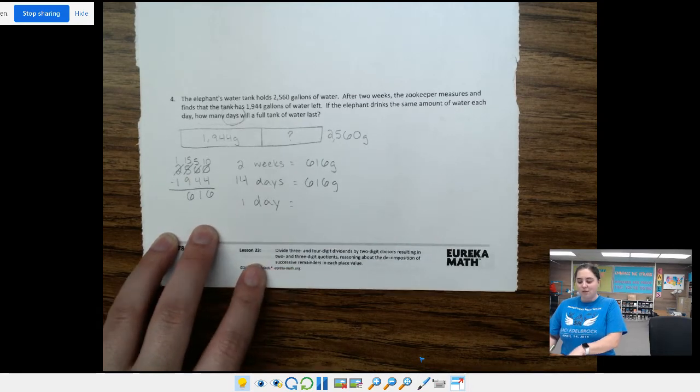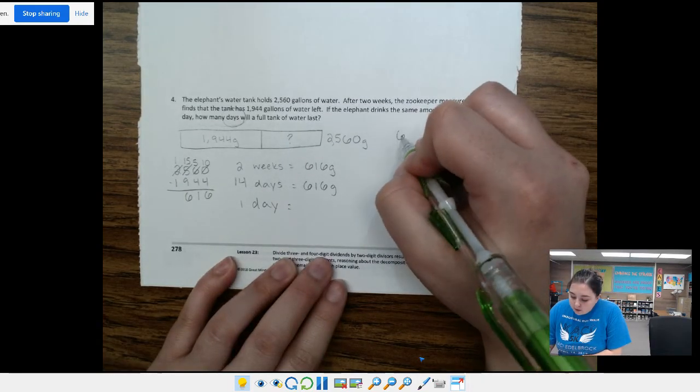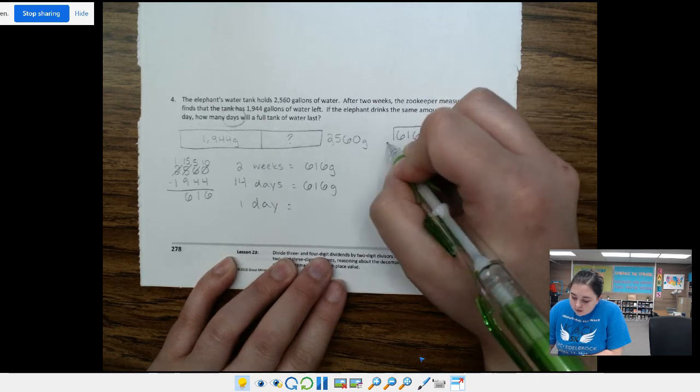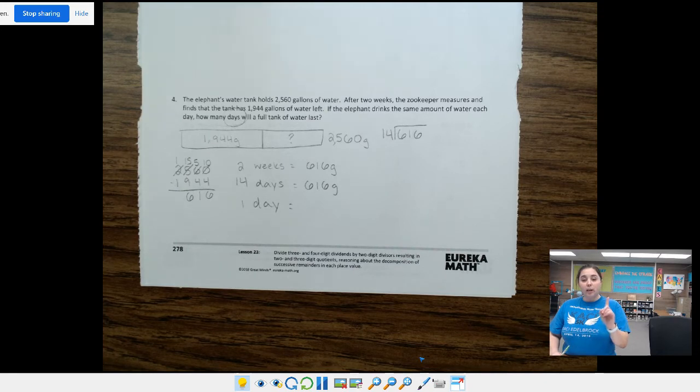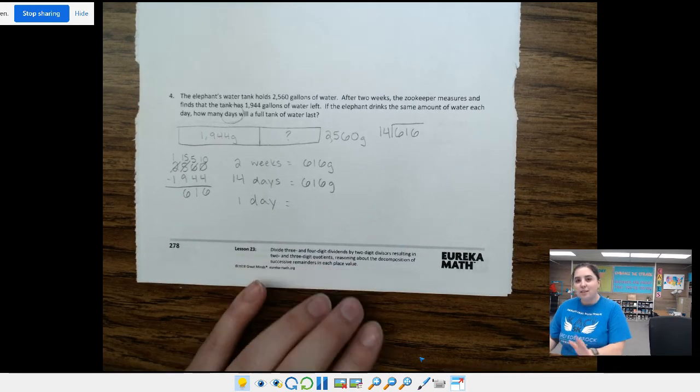We're going to need to do some division. I'm going to set up my problem. 616 divided by 14 days. Figure out how much an elephant drinks in 1 day. Pause if you haven't already and solve.